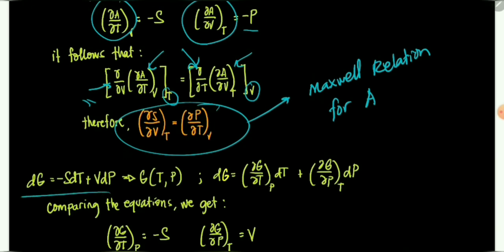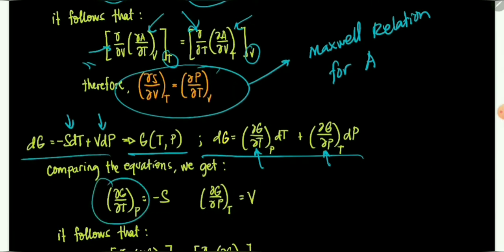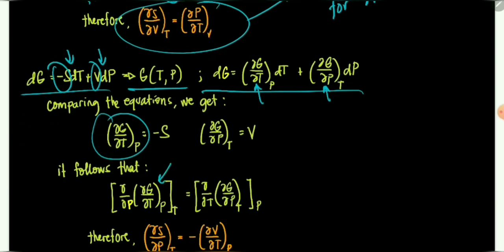Okay? So then, let's derive the Maxwell relation for G using the fundamental equation dG is equal to negative SdT plus VdP. Since nakita natin nag-change yung temperature and pressure dyan, G is a function of temperature and pressure in the equation. So we can write, okay, dG in terms of the total derivative with respect to the temperature and pressure. Okay? So comparing the equations, we get that the change in G with respect to the temperature at constant pressure is just negative S, while the change in G with respect to the pressure at constant temperature is V. Okay? So it follows that the change in G with respect to the temperature at constant pressure differentiated with respect to pressure at constant temperature is equal to the change in G with respect to the pressure at constant temperature differentiated with respect to the temperature at constant pressure.